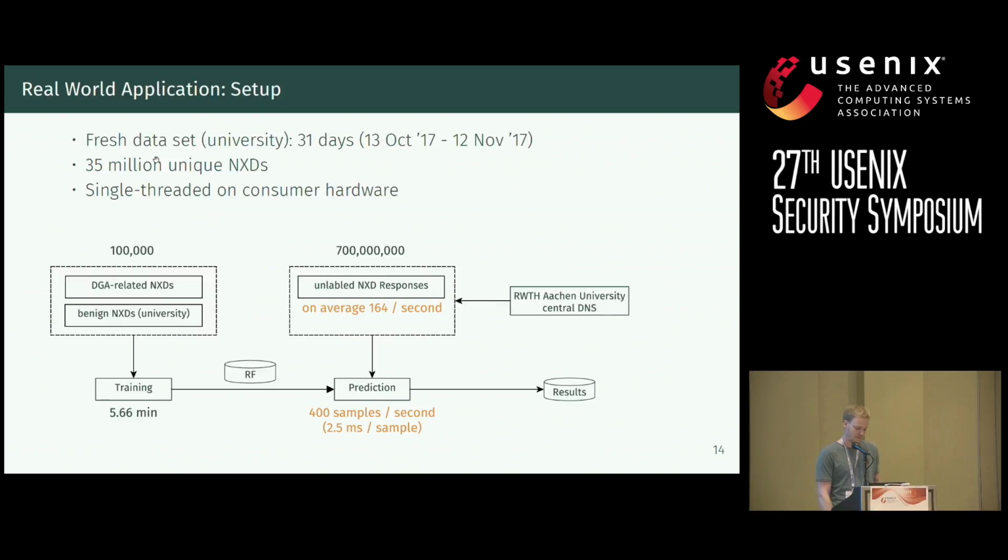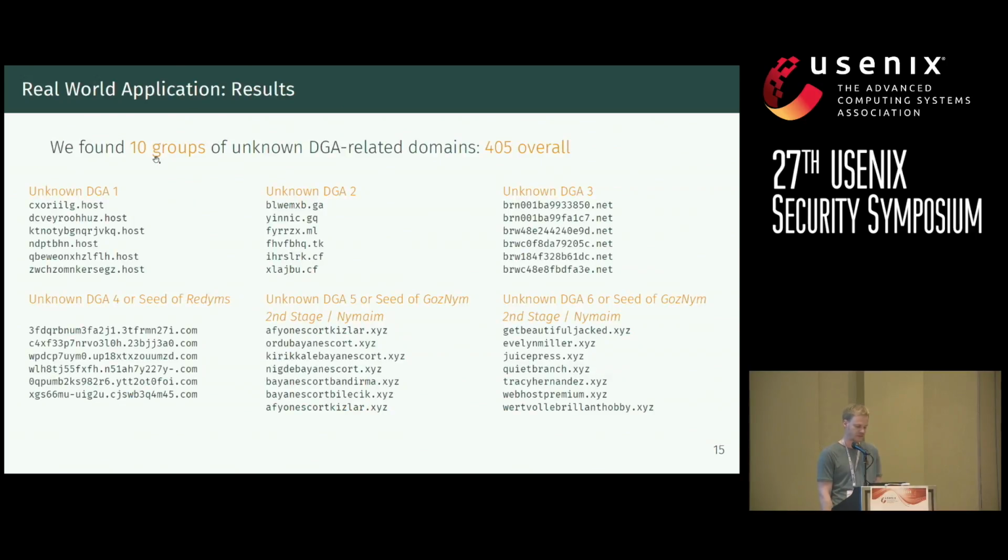The main result of our real-world application test is that we are able to report 10 groups of unknown DGA-related domains. Overall, we found 405 unknown DGA domains. And here you can see 6 example groups, where the upper 3 groups are probably completely unknown DGAs, and the lower 3 groups are probably variants of known DGAs or unknown seeds of known DGAs.